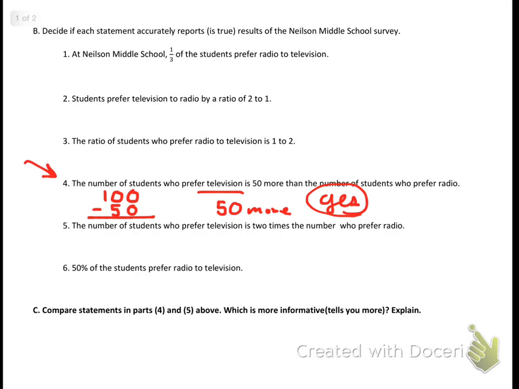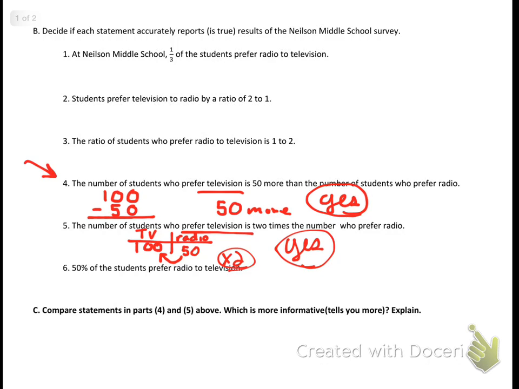The number of students who prefer television is 2 times, double the number who like radio. Oh my gosh. Well, let's think about this. The students who like television is 100. I'm going to make myself a little chart here. TV and the students who like radio was 50. Is the number of students who like TV twice that of radio? To get from 50 to 100, what did I have to multiply by? 2. So is this true? Yes, it's true. Oh my gosh, Mr. Briggs, you're just messing with us. This is one big problem. Okay, 50% of the students prefer radio to television.